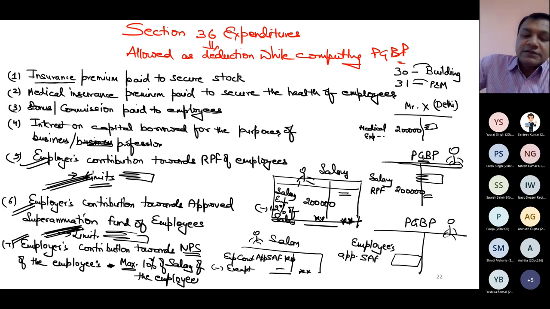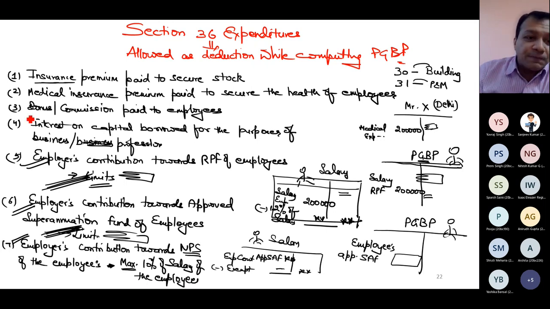35AD, specified business. 35D, preliminary expenditure. And then section 36 started. Within 36: insurance to secure stock, medical on the health of employee, bonus commission to the employees, interest on capital borrowed for the purpose of business or profession, employers.